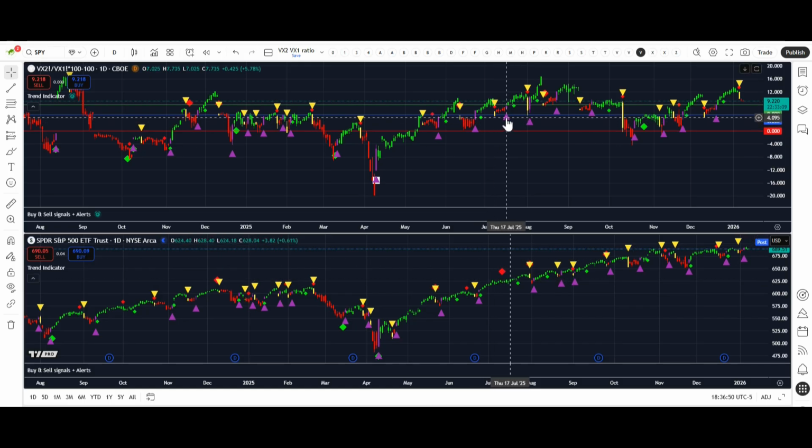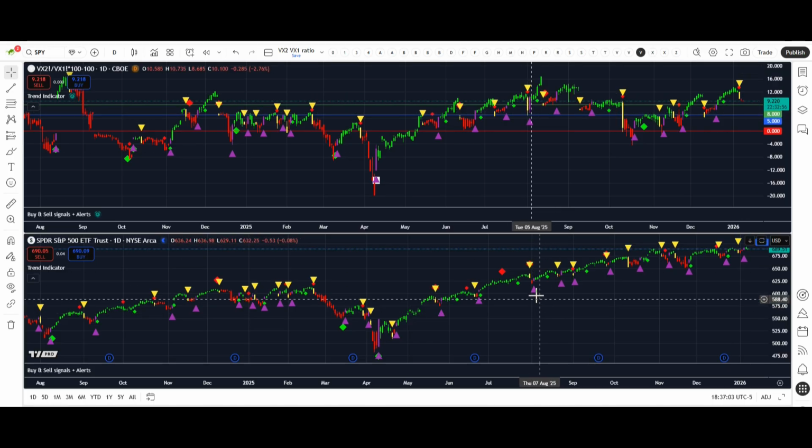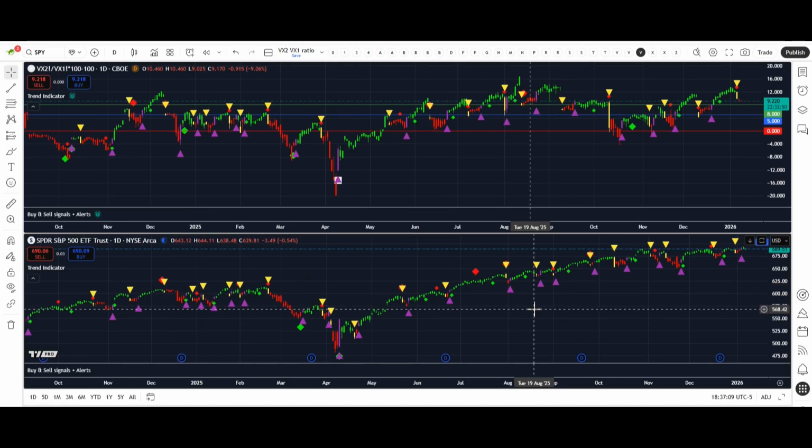So then we've had the trend change here in the upper chart. Safe to get back in and ride it through. We've obviously had the downtrend change and sell signal on the upper chart here, which was late, but you actually had the sell signal on the S&P the day before that shift.